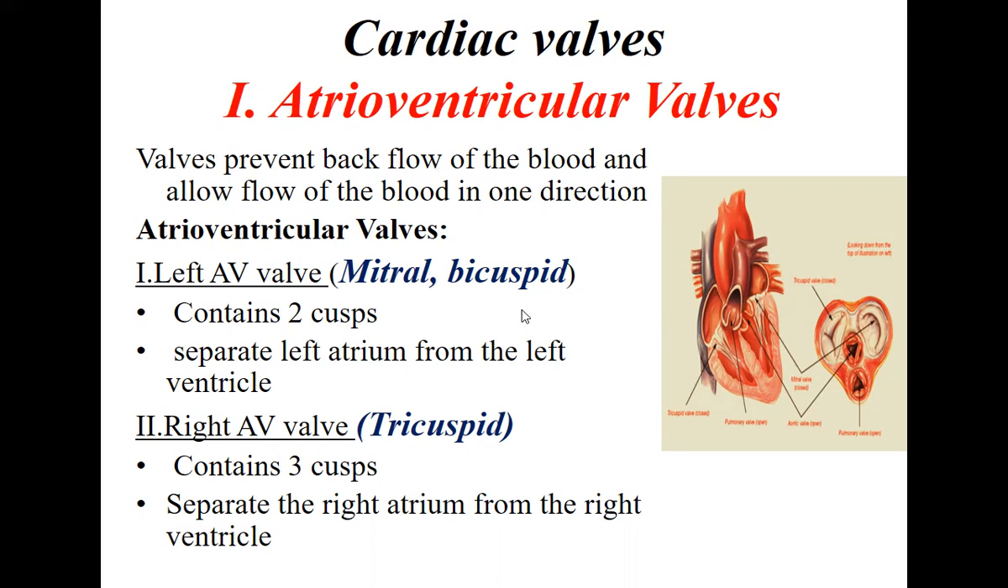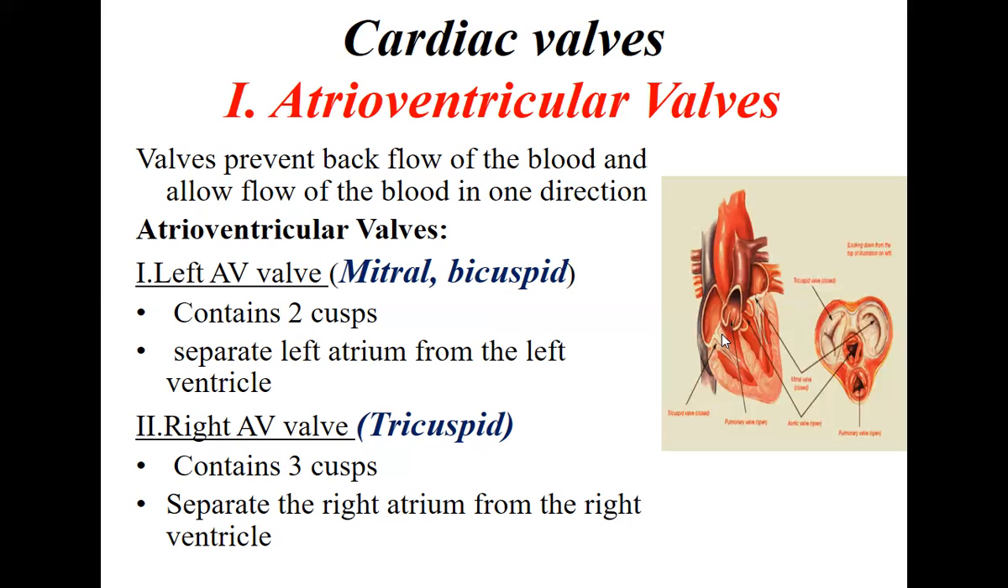Atrioventricular valves: there are two, on the left and the right. The left AV valve, the atrioventricular left valve, is also called the mitral valve. This is clinically very important because it creates a lot of problems like mitral stenosis, mitral regurgitation, and all those things. The mitral valve, also called bicuspid because it has only two cusps, separates the left atrium from the left ventricle. If you see here, the left atrium is separated from the left ventricle by this left atrioventricular valve.